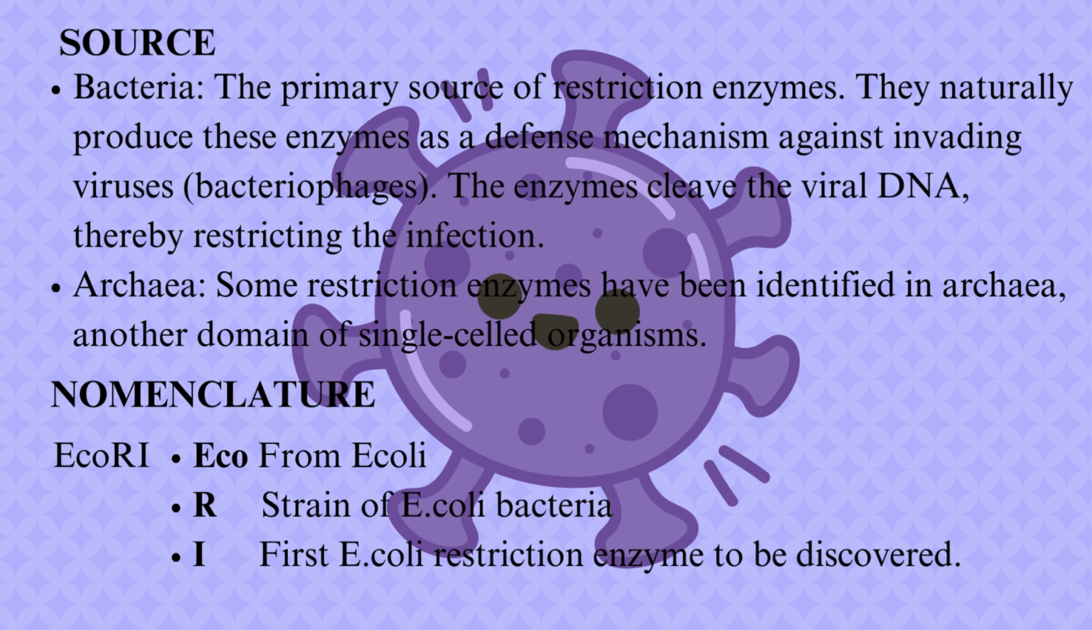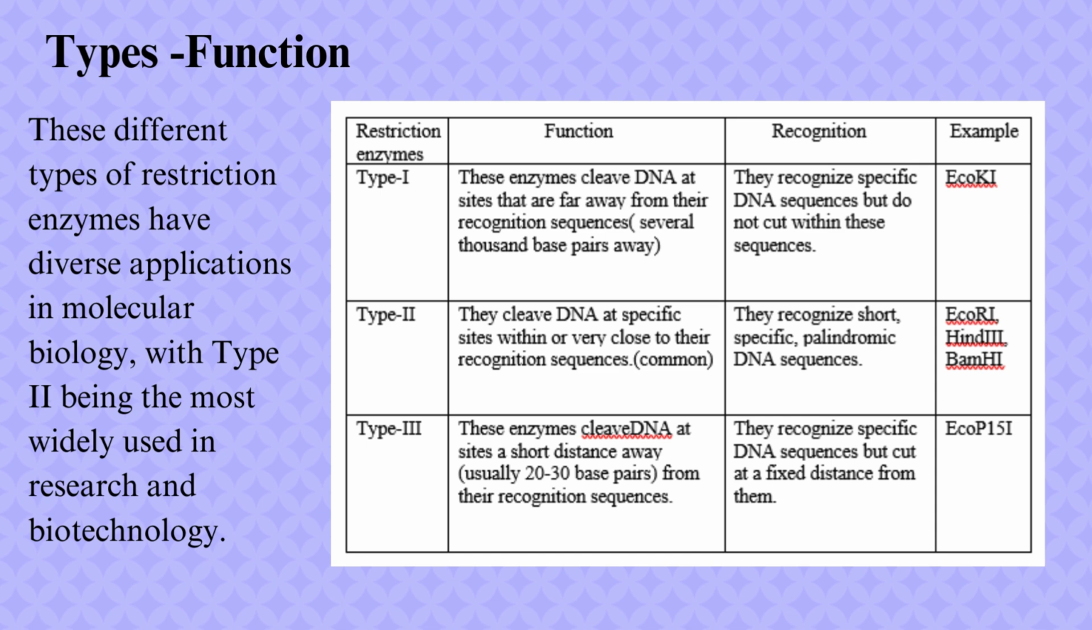By just seeing the name, we can identify the source of the enzyme. For example, EcoR1. Eco means it is from E. coli. R denotes its strain. 1 denotes that it is the first restriction enzyme to be discovered from the R strain of E. coli.